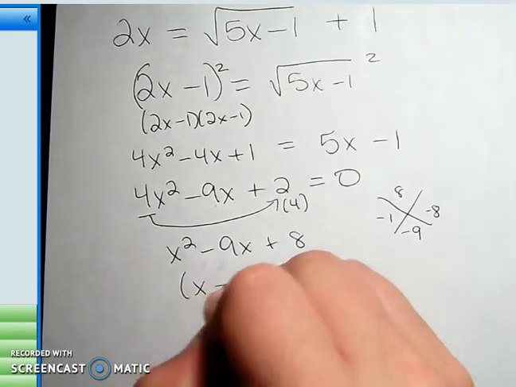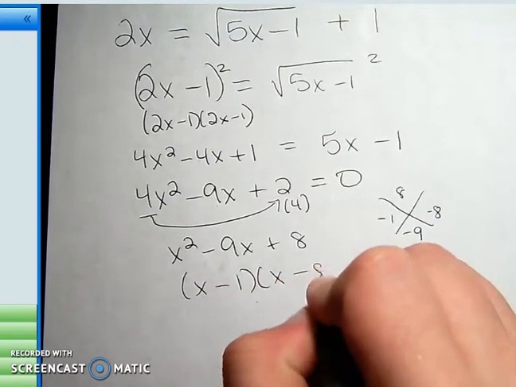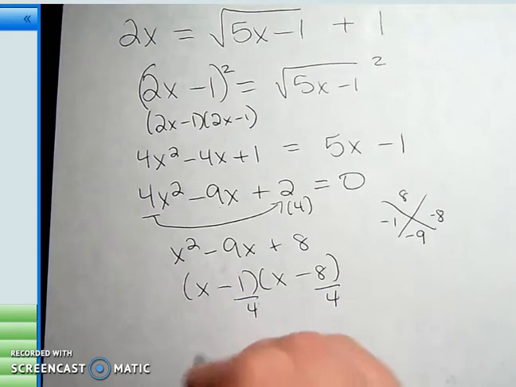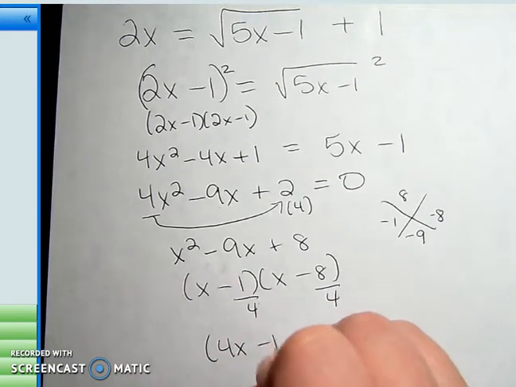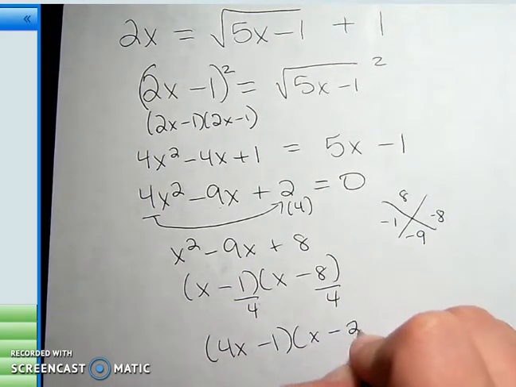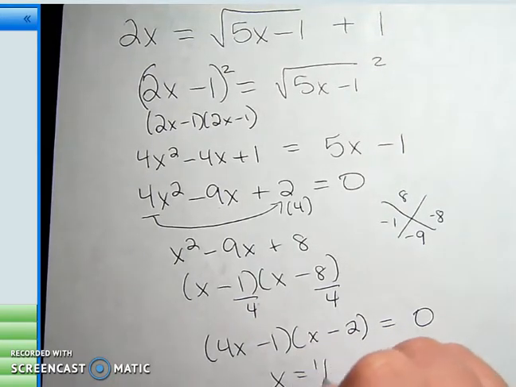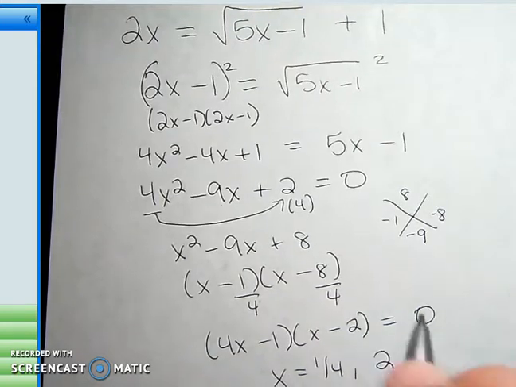This then becomes x minus 1, x minus 8. I divide by the 4 that I originally slid, and this gives me 4x minus 1 and x minus 2 equals 0, making my solutions 1/4 or 2. Again, we check to see if any of these are extraneous, meaning if you plug them in, they do not work. So I have to plug them in my problem.